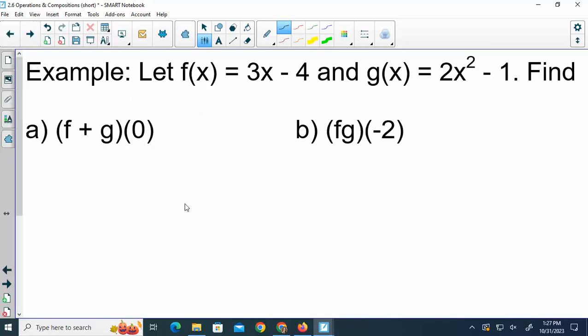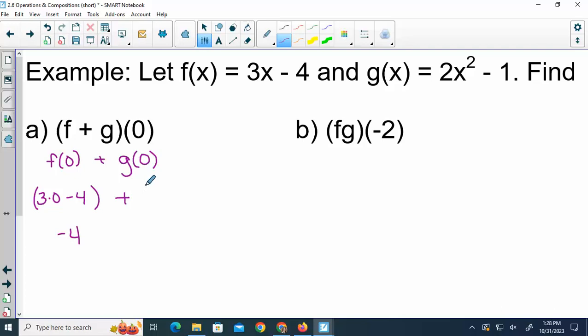With these, the notation a lot of times will be written like this: f plus g of 0. All that means is you have to do f of 0 plus g of 0. Okay, what does f of 0 mean? 3x minus 4. Yep, you go to the 3x minus 4 and you put in a 0 for the x. So that would give us a negative 4.